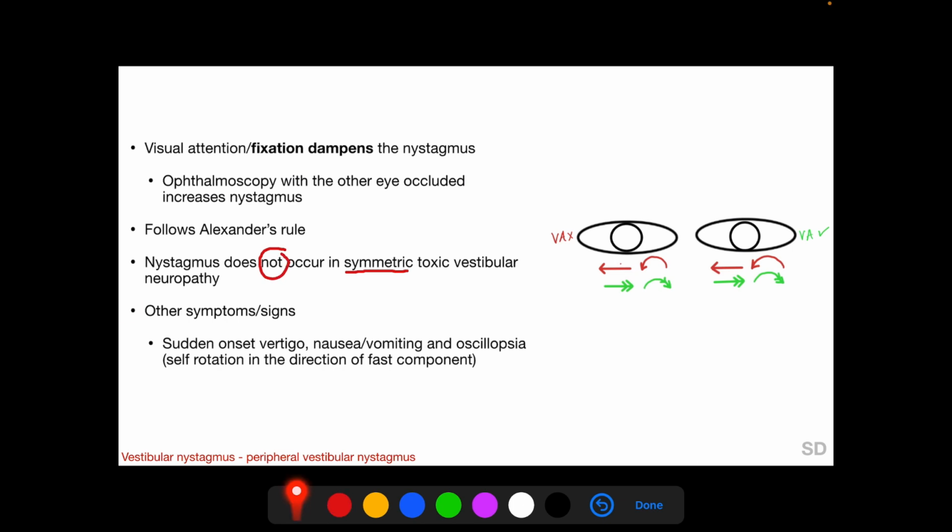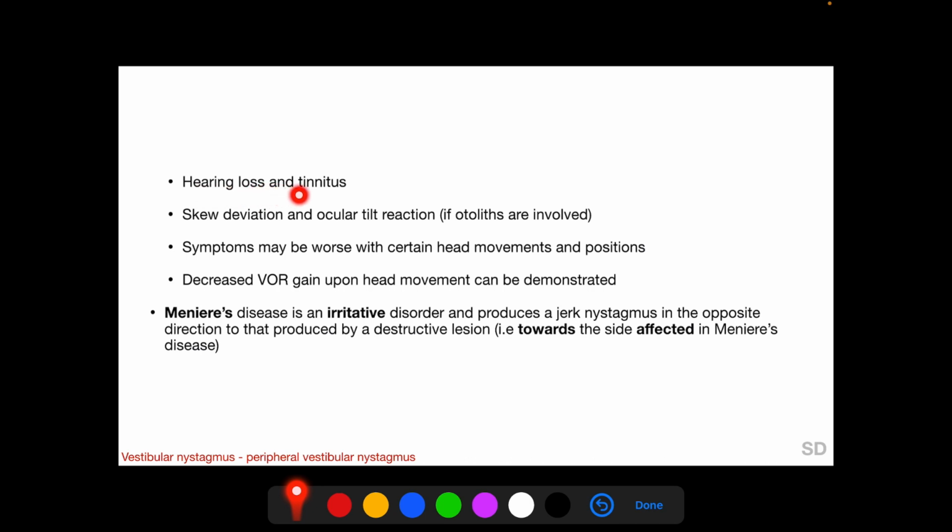Other symptoms and signs which may occur along with peripheral vestibular nystagmus include sudden onset of vertigo, nausea, vomiting and oscillopsia with perception of self-rotation in the direction of fast component, hearing loss and tinnitus, skew deviation and ocular tilt reaction if the otoliths are also involved, which we have discussed in the session on supranuclear control of eye movements. Symptoms may be worse with certain head movements and positions, and with induced head movements we will be able to demonstrate decreased VOR gain, which we have discussed in the session on supranuclear control of eye movements.